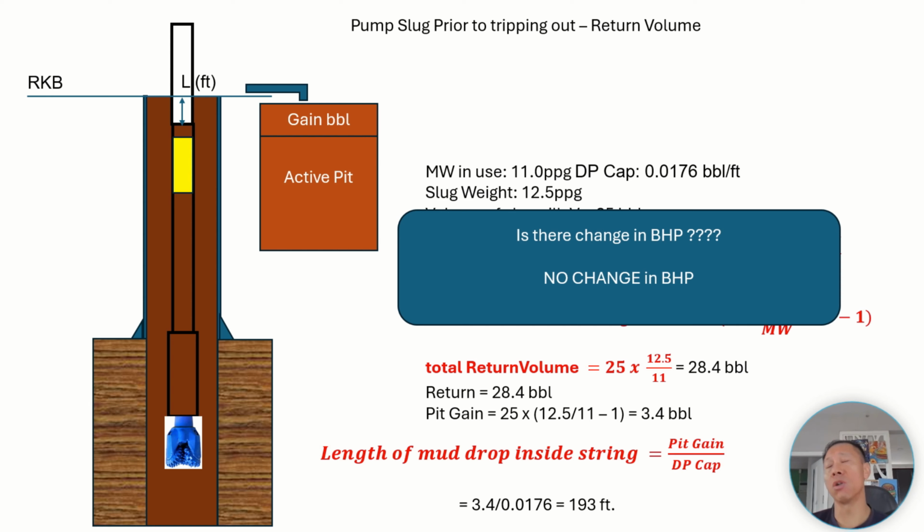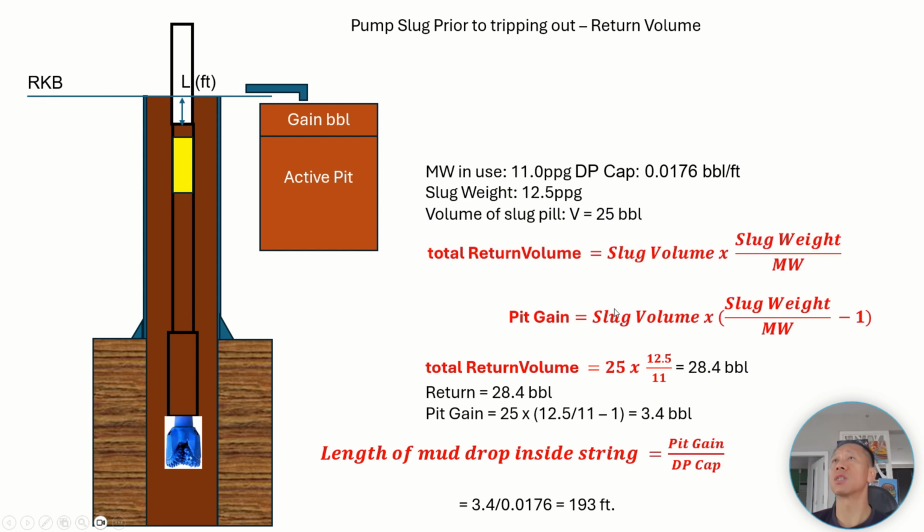So this is now the calculation part. You have the mud weight in the active pit, 11.0 ppg. You have the drill pipe capacity, which is information the driller must always know, 0.0176 barrel per foot. The slug weight is 12.5 ppg. You pump 25 barrels of slug. You can use these two formulas here to work it out.